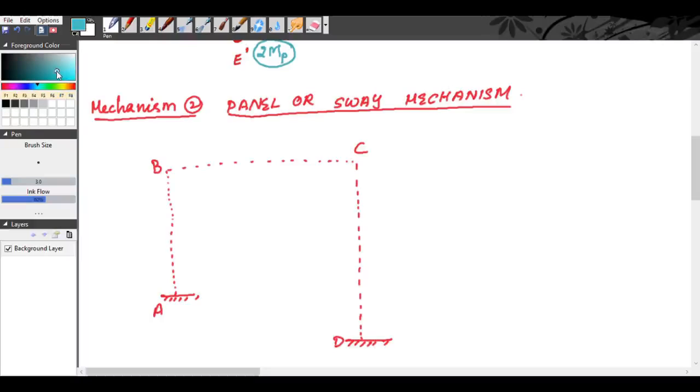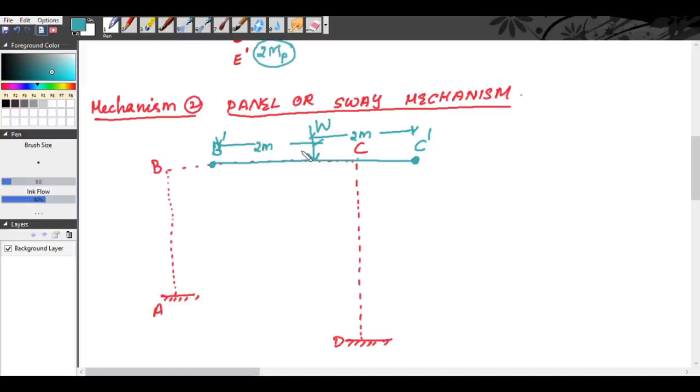So for sway mechanism, because of sway, this B will be shifted to B dash and C will be shifted to C dash. See, this beam will just get shifted. There will not be any change in distance. That is, if BC is 4 meter, B dash C dash also will be 4 meter. That means the load acting, we know there is a concentrated load of W acting in the mid of BC. So now this will be in the mid of B dash C dash. So this becomes 2 meter and this distance becomes 2 meter.